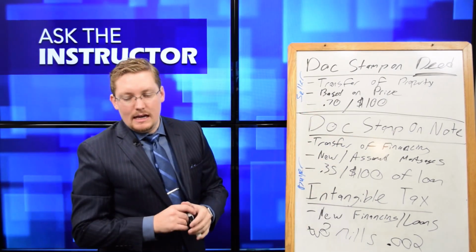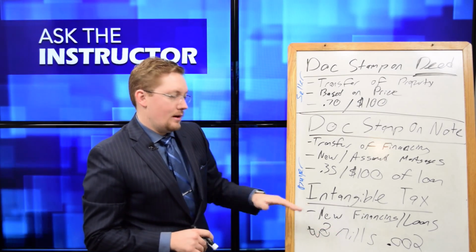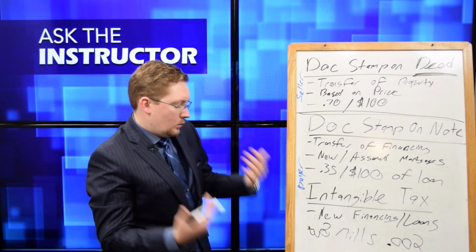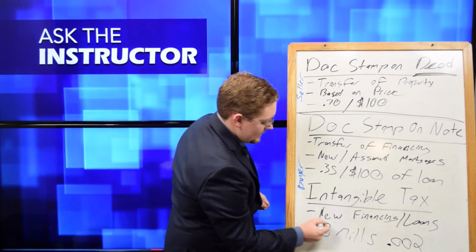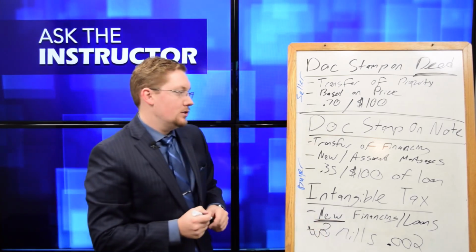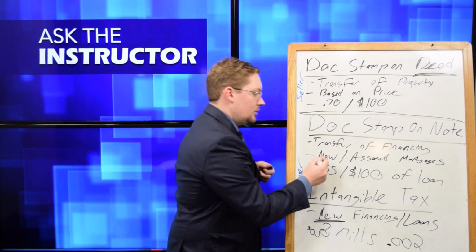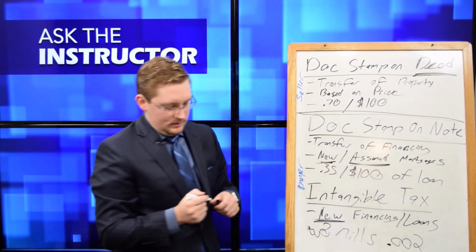And then finally, we have our intangible tax, which is 2 mils for every dollar of the cost of the new loan, and the new loan only. That's really the emphasis that you want to have here: this is only on the new loan. The doc stamp on the note is on new and assumed mortgages.